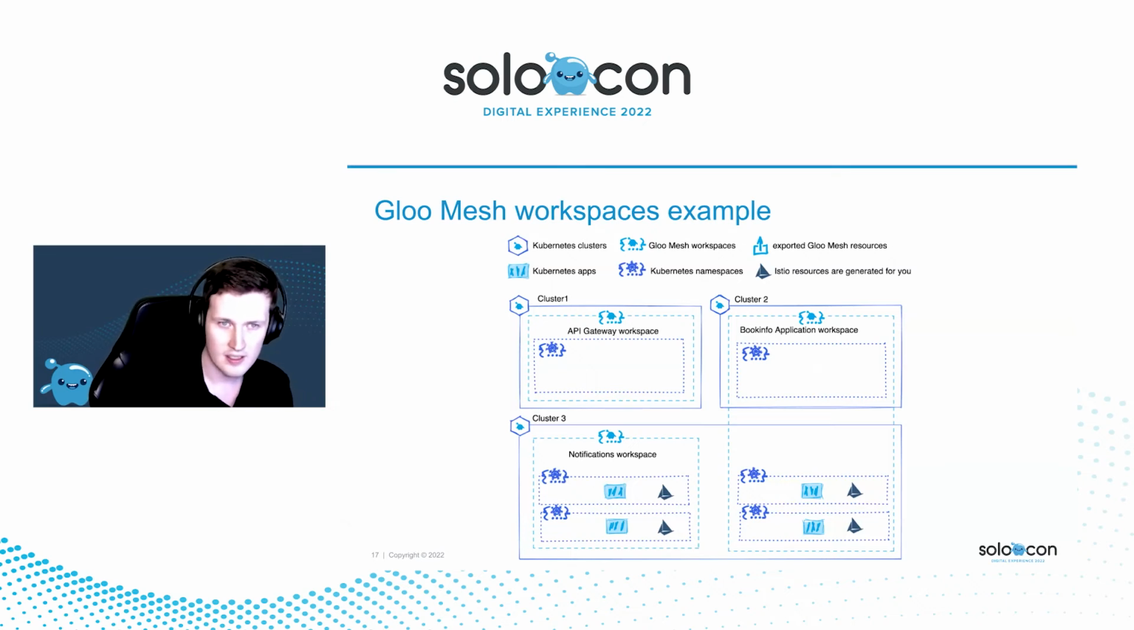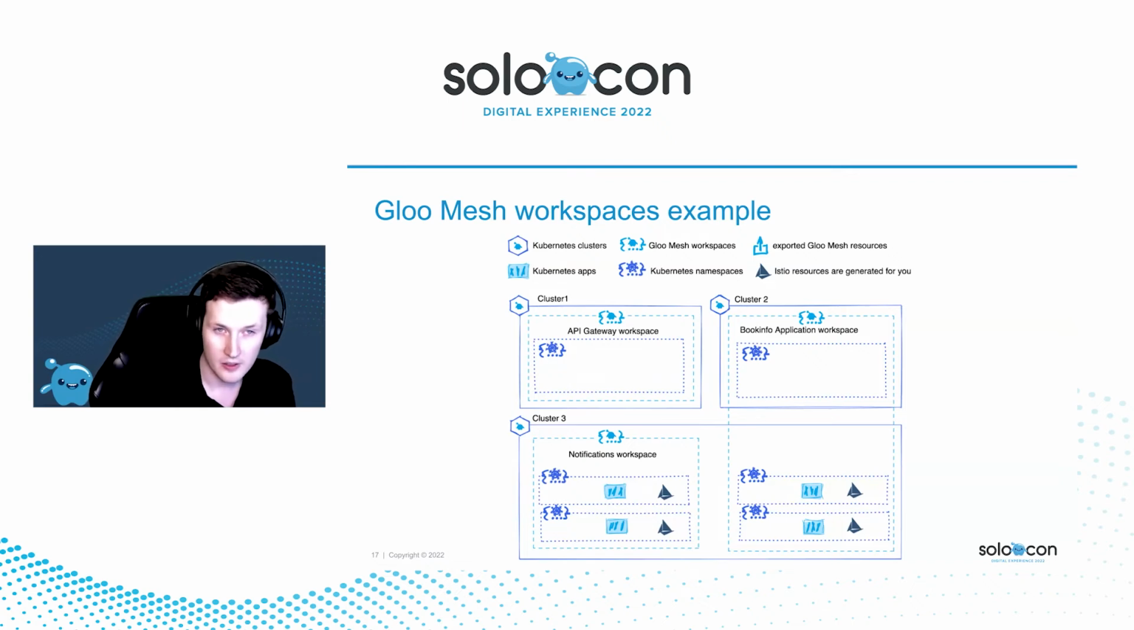Cluster 2 is an interesting one because you can see here we've got our book info application workspace. But if you look at this blue line, you'll see it actually extends beyond cluster 2 and goes into cluster 3. So this workspace actually crosses cluster 2 and cluster 3. And importantly, like I mentioned before, to the developers working in this book info application workspace, the cluster boundary should be invisible. They shouldn't care which of these 2 clusters their application's running on. It all should just feel like a single cohesive unit to them.